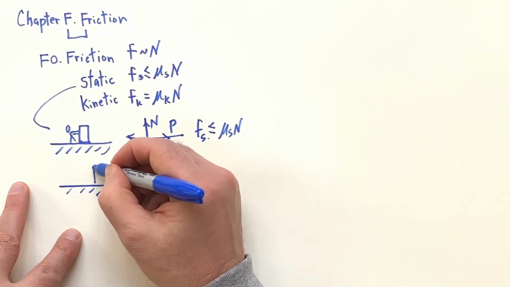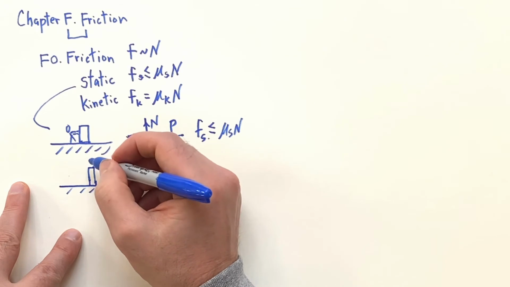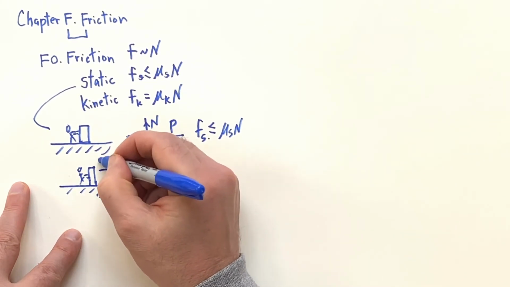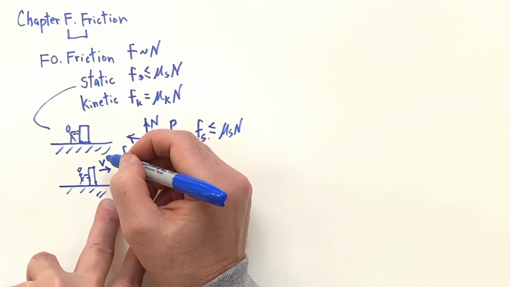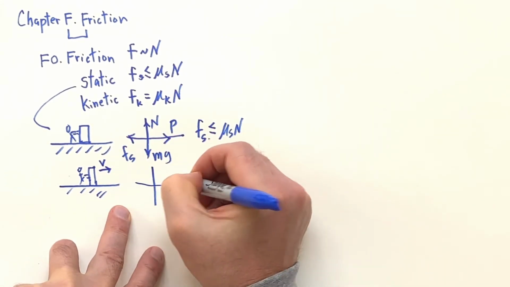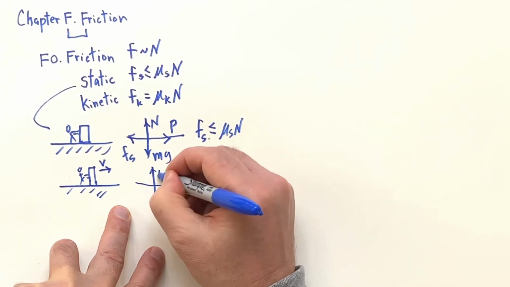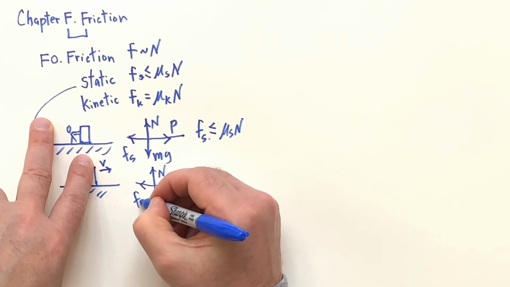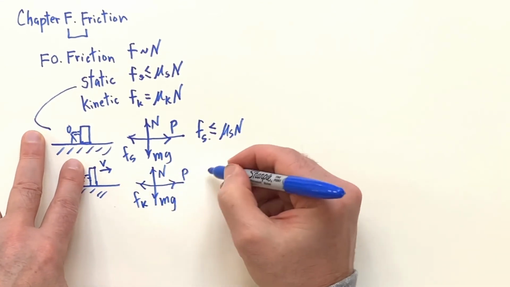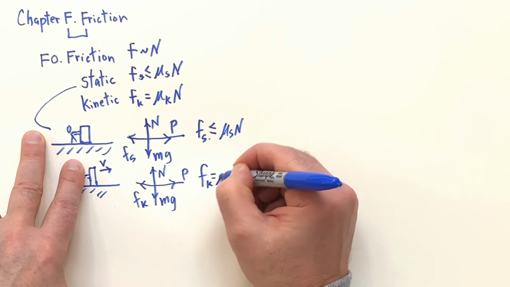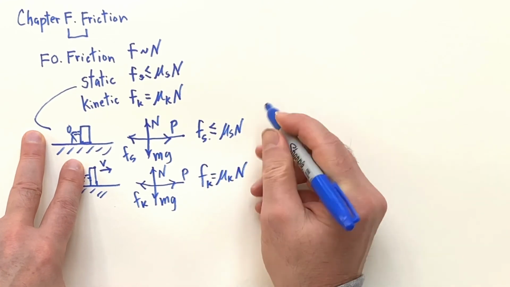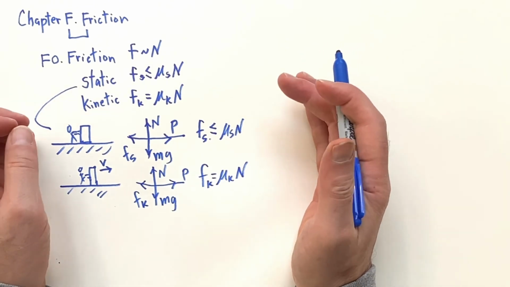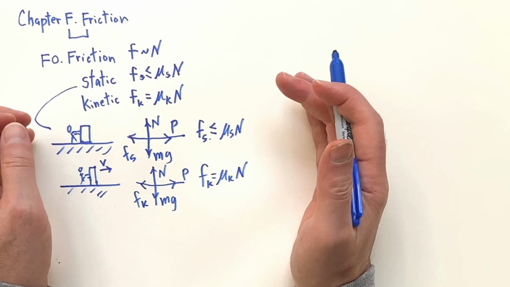Then if we look at another case here, where you're actually moving across the room, then you would have here P, you would have the normal force again, you would have your mg, and this would be the frictional force of kinetic, and the kinetic would be mu_k times N. So this is the introduction to our chapter, and we're going to do 10 problems with friction.